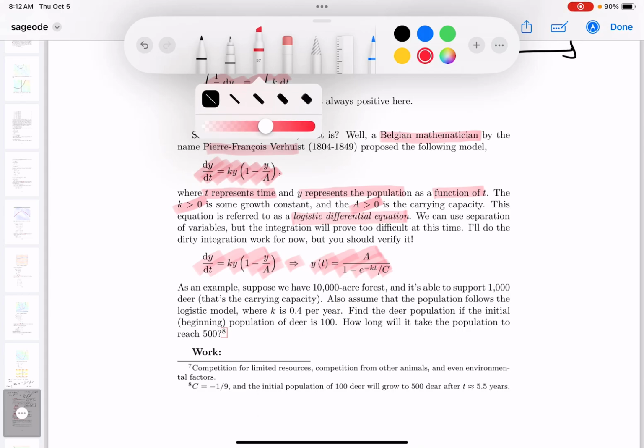Okay, I have an example now, and I've got to be careful about it. There are numbers being thrown around here. There's a 10,000 acre forest, and it's able to support 1,000 deer. They go on to say that's the carrying capacity, right? That's what A is. It says also assume the population follows a logistic model, so this model over here, where K is going to be this number over here. Find the deer population if the initial beginning population of the deer is 100.